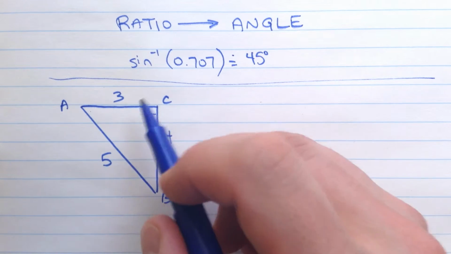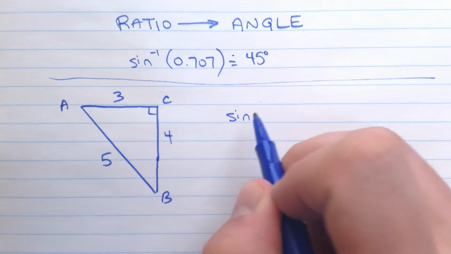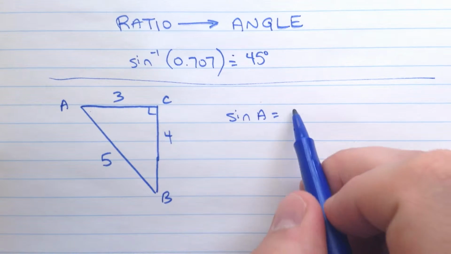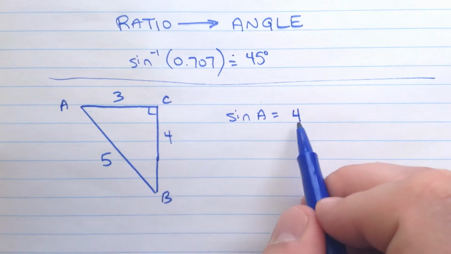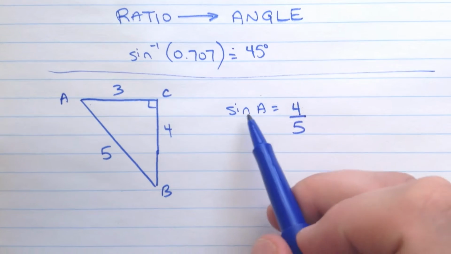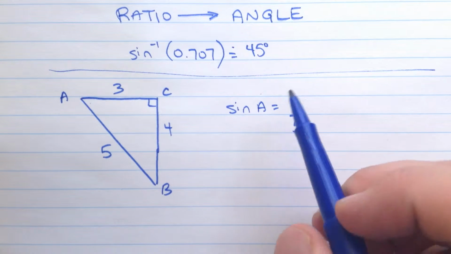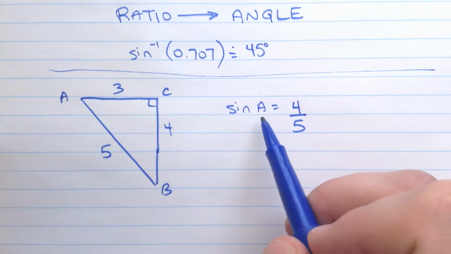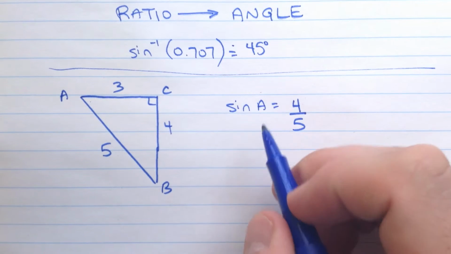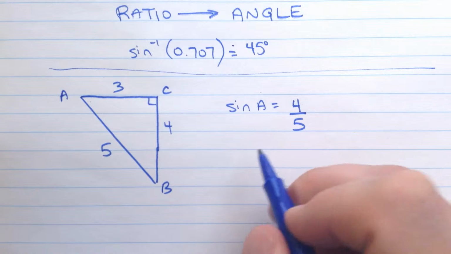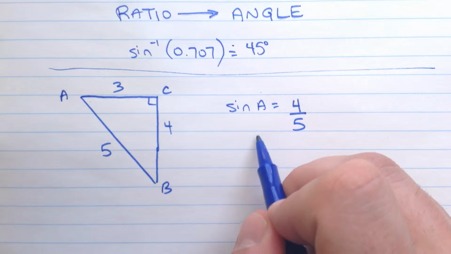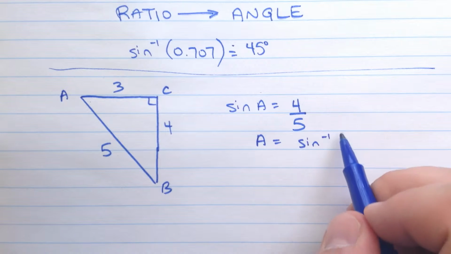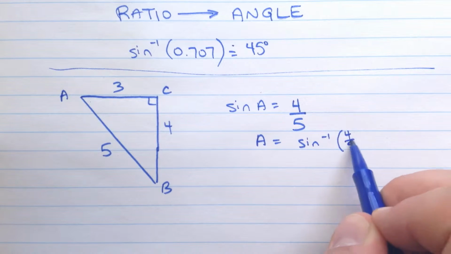So we know, for example, that sine of A is the opposite side to A, which is 4, divided by the hypotenuse here, which is 5. So here we have a fraction, a number, that is this ratio, but we don't know the value that could give us that ratio. So we simply take the sine inverse of both sides. Then A is equal to the sine inverse of 4/5.